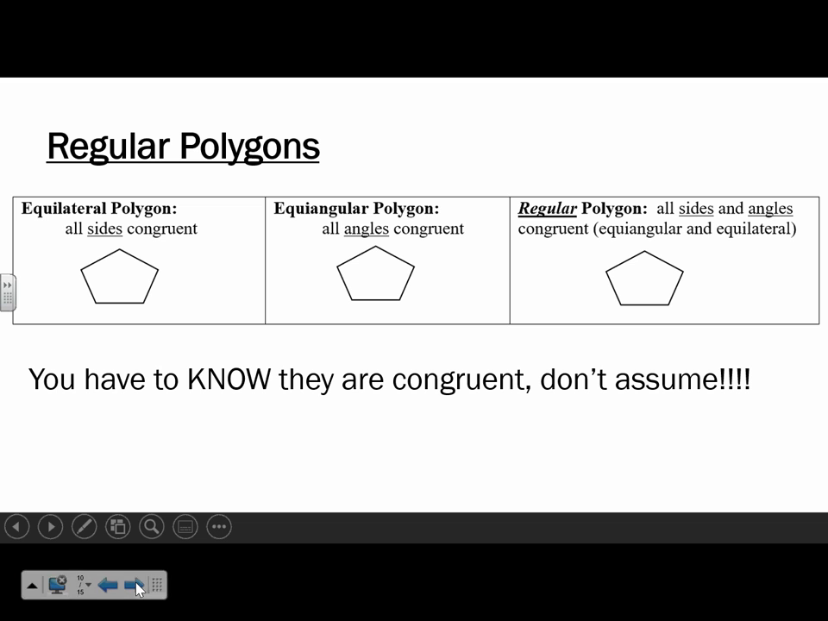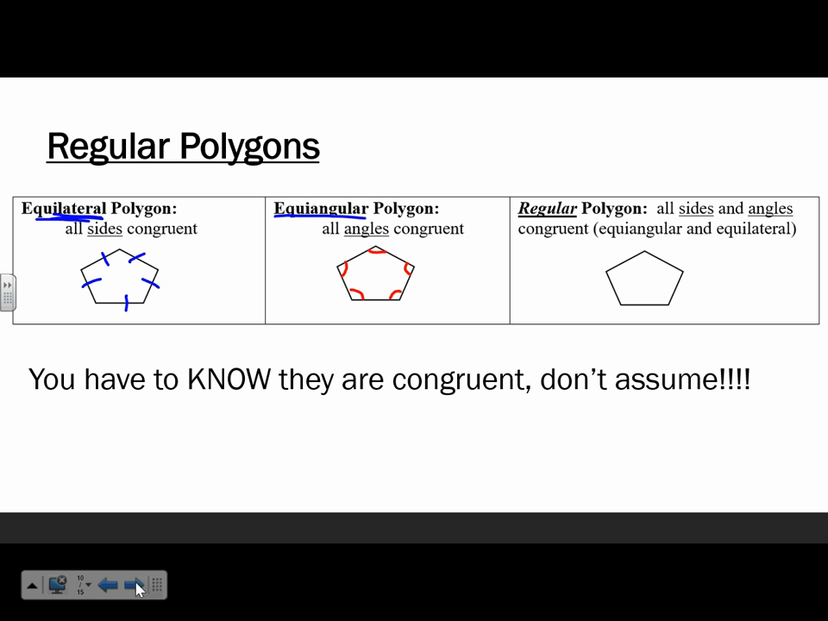So the next thing we have is called a regular polygon. Now, we talked about these a little bit. We didn't use the word regular, but we've talked about equilateral and equiangular when we talked about triangles. So equilateral, lateral is the sides. Equa obviously means they're equal, so all the sides are congruent to each other. That's equilateral. Equiangular, we talked about all these angles are congruent to each other. Again, we talked about that with triangles.